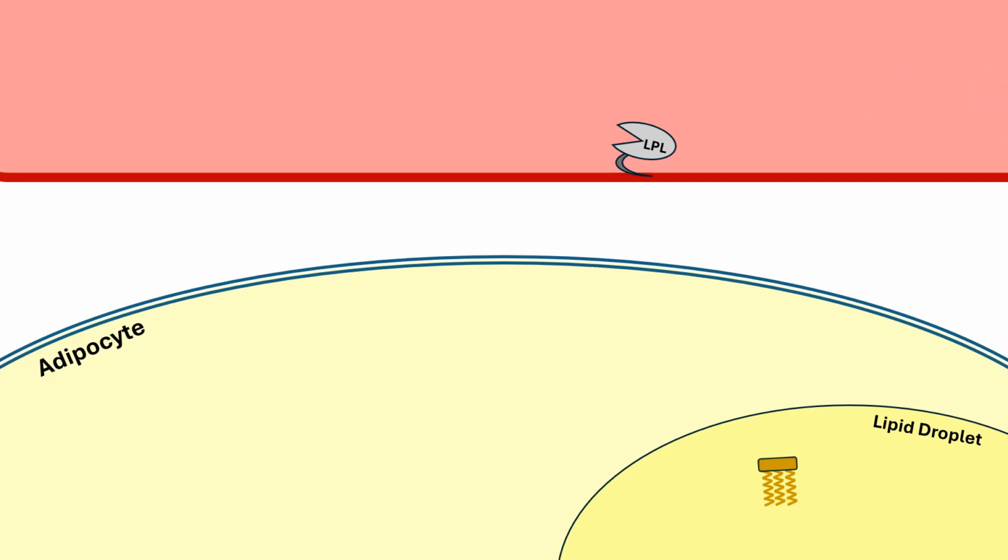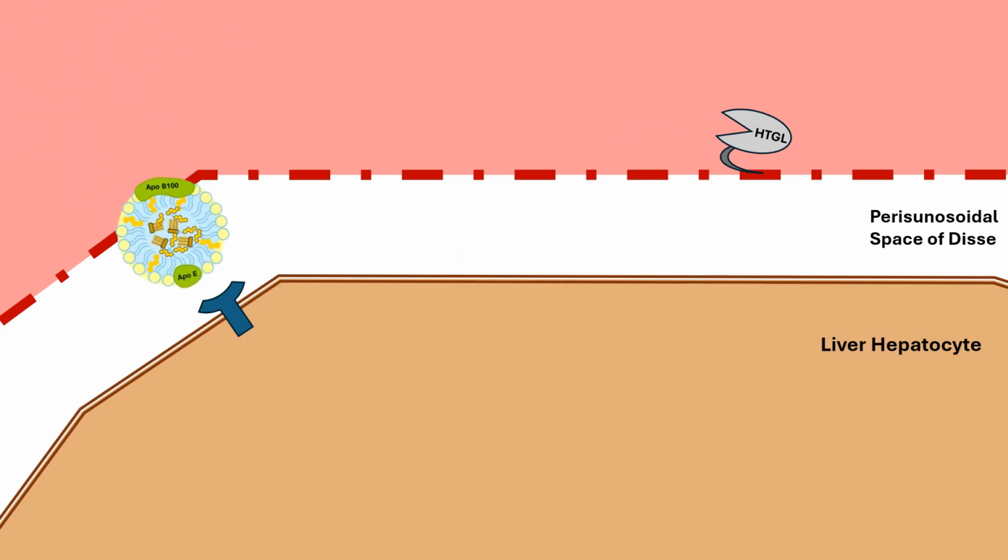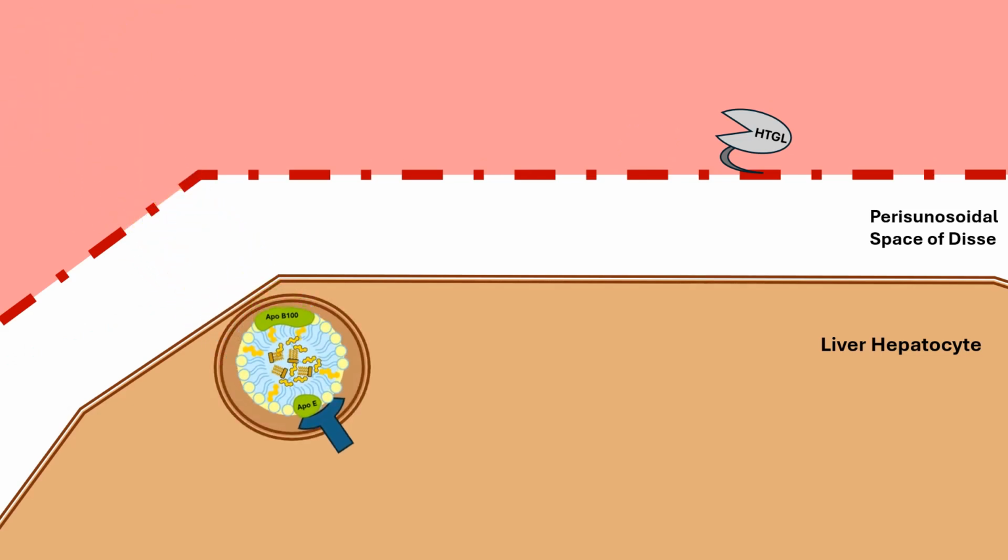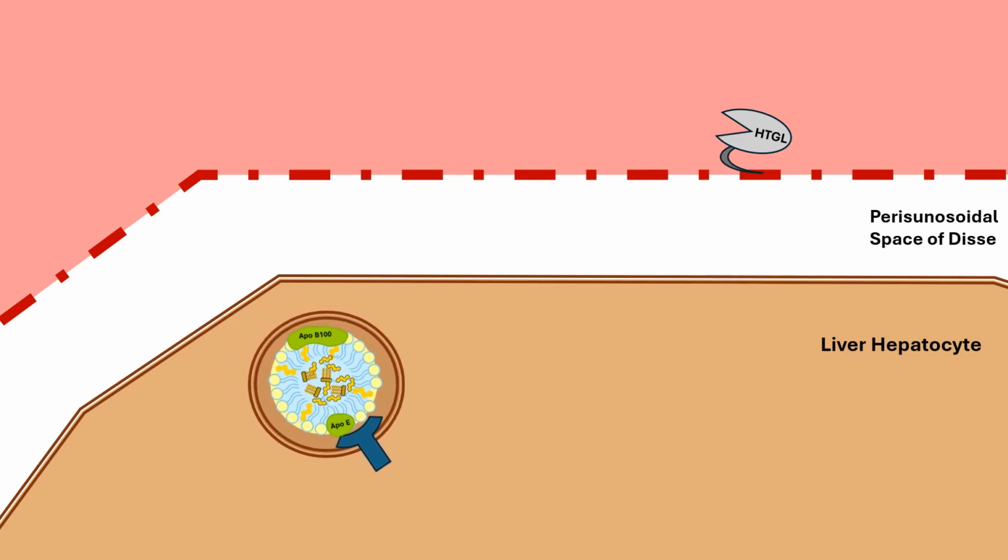The IDL travels to the liver, where about half of it is taken up. The other half, on the other hand, has its triglycerides degraded by hepatic lipase and is converted to LDL, low density lipoprotein. The LDL contains a whole lot less triglycerides than the original liver produced VLDL and contains less ApoE.